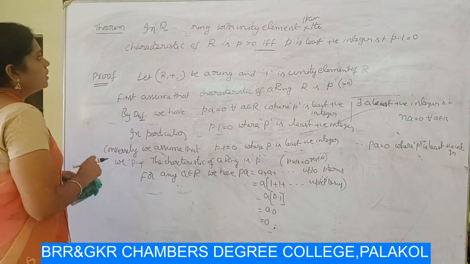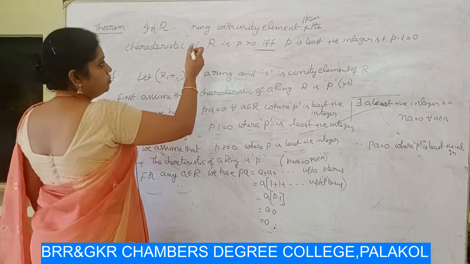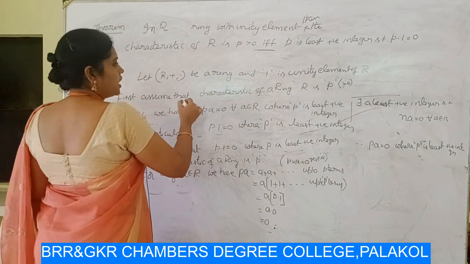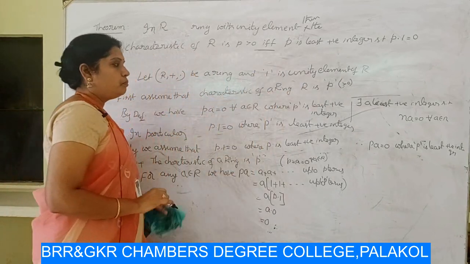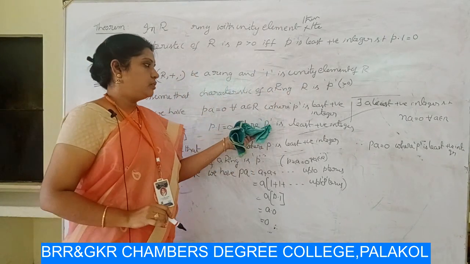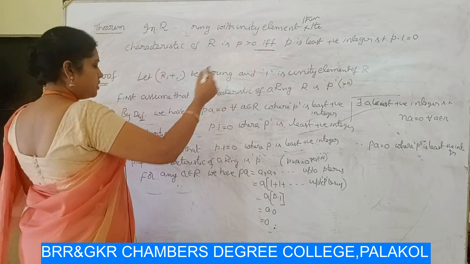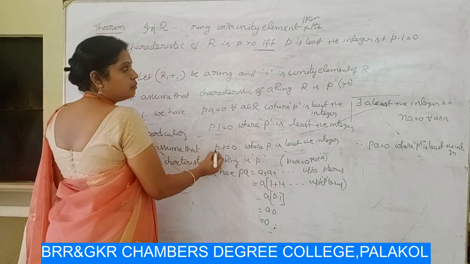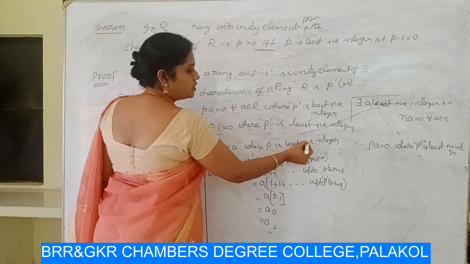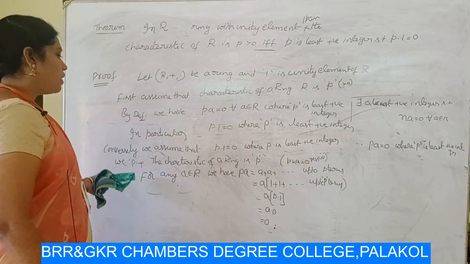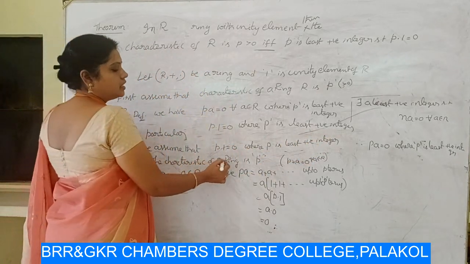Therefore, first we assumed the characteristic of a ring is P. We proved P into 1 is equal to 0. Conversely, we assume that P into 1 is equal to 0 where P is a least positive integer. We have to prove that the characteristic of a ring is P.